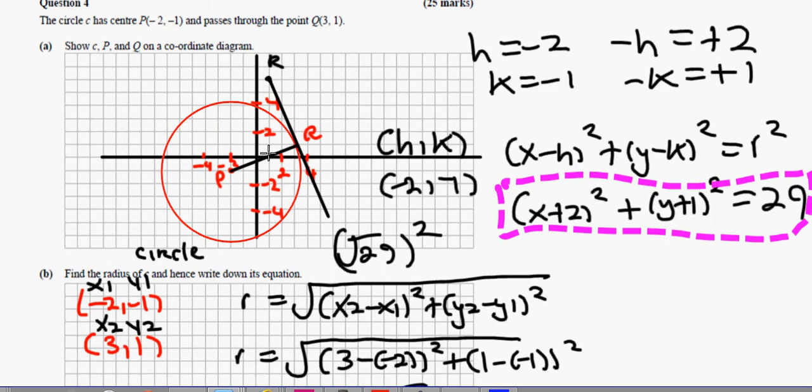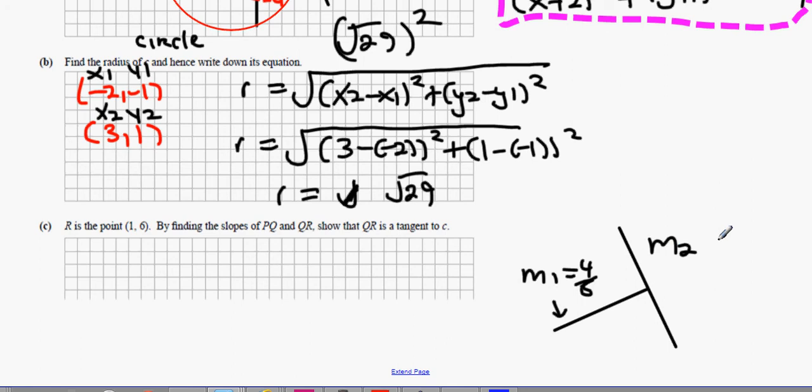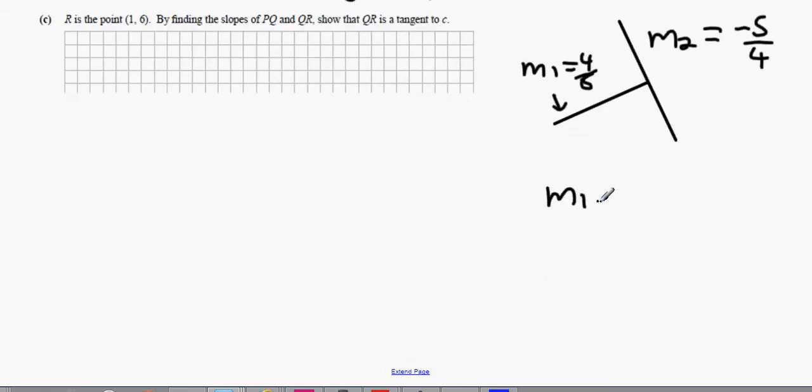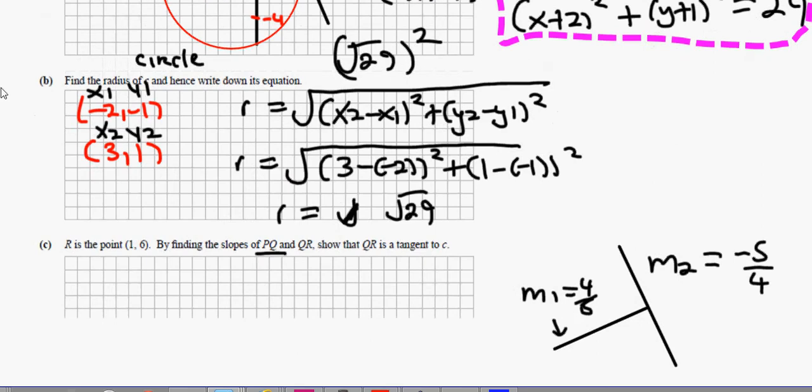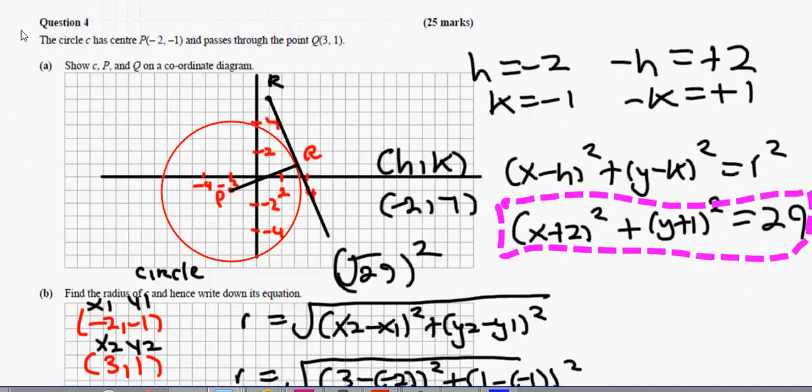The first thing we know is that when two lines are perpendicular to each other, and if I say the slope of the first line is 4 over 5, the slope of the second line has to be turned upside down with the sign changed, minus 5 over 4. To prove that two lines are perpendicular, we need to multiply their slopes and get minus 1 at the end. So what we need to do first of all is get the slope of PQ. P is (minus 2, minus 1), and Q is (3, 1).